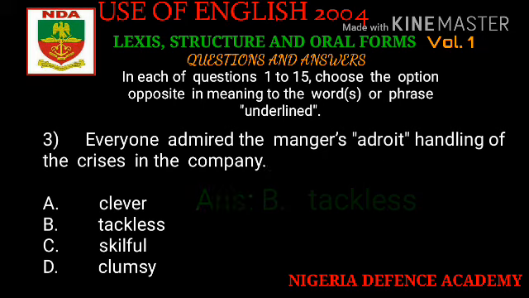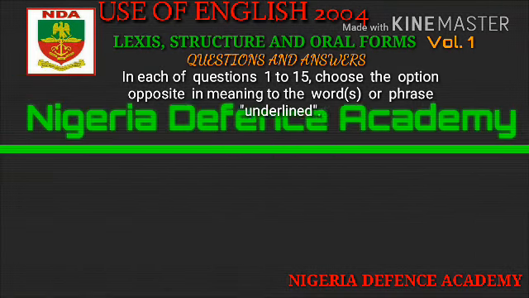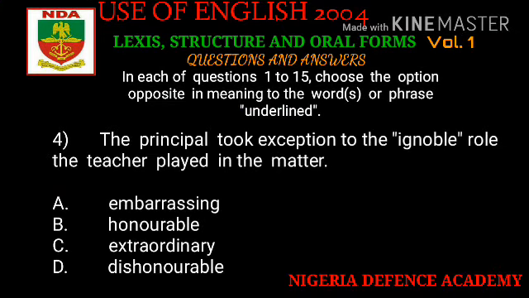You are right. Now let's go to the next question. Question number four. The principal took exception to the ignoble role the teacher played in the matter. What do you think is the answer here? Option A, embarrassing. Option B, honorable. Option C, extraordinary. Option D, dishonorable. Well, sir, the opposite in meaning to the word ignoble is honorable. That is to say that option B has the right answer. Honorable. Thank you, sir.